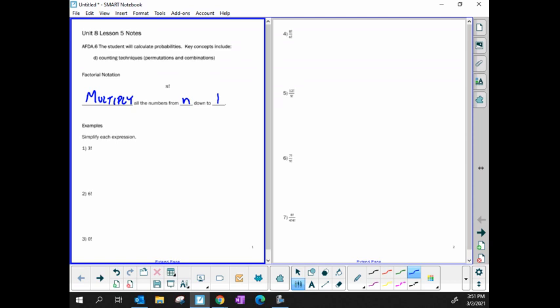Okay, so number 1, let's do some examples. 3 exclamation point, that's 3 factorial. And 3 factorial means you multiply, starting with 3, all the way down to 1. So that would be 3 times 2 times 1, which is 6. So 3 factorial equals 6. 6 factorial means we start with 6 and we multiply from 6, counting down all the way to 1. So that's 6 times 5 times 4 times 3 times 2 times 1. And we get 30, 120 times 6, 720.